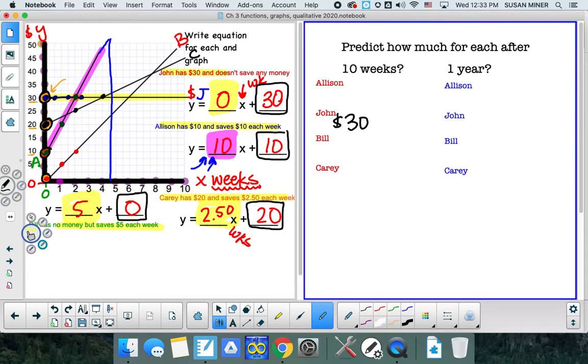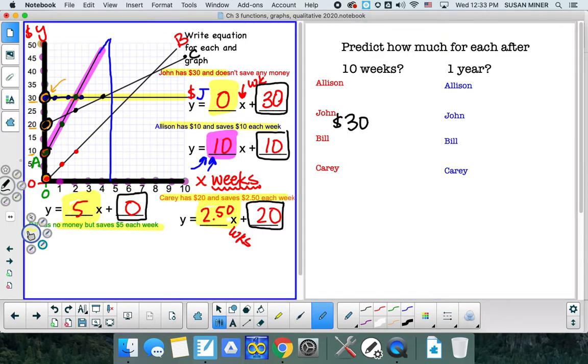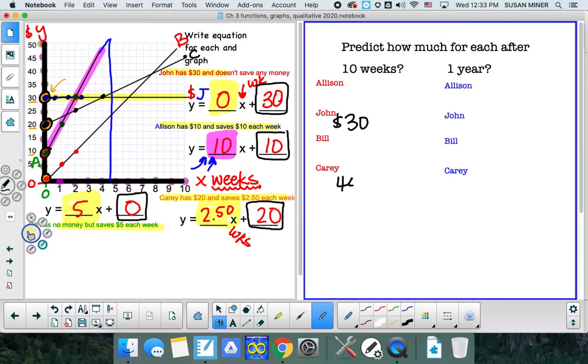How much money is Carrie going to have at 10 weeks? How many dollars? Because I can look at my graph now and see that Carrie's going to have $45 at 10 weeks, right? That's what I think anyway. It looks like that's where the line is going to be. How can I know for sure?